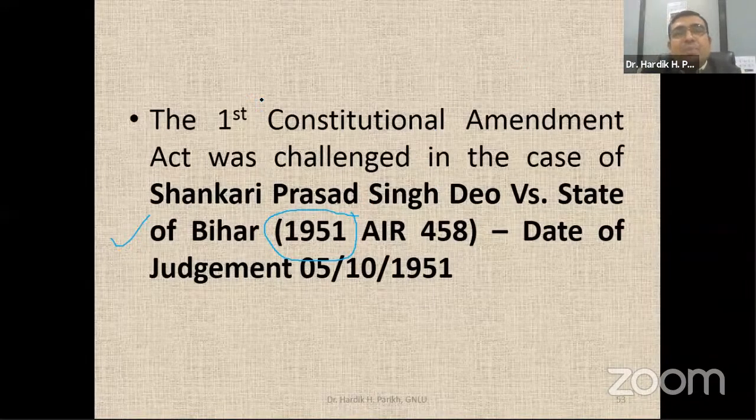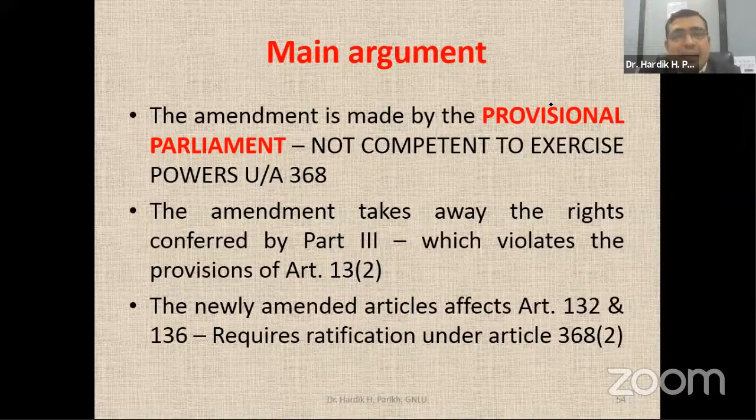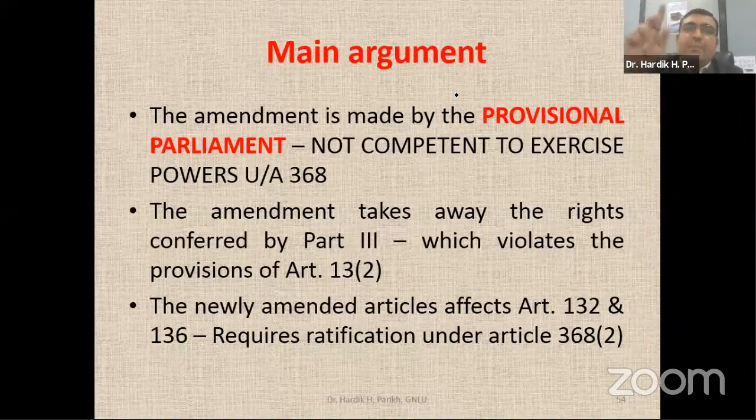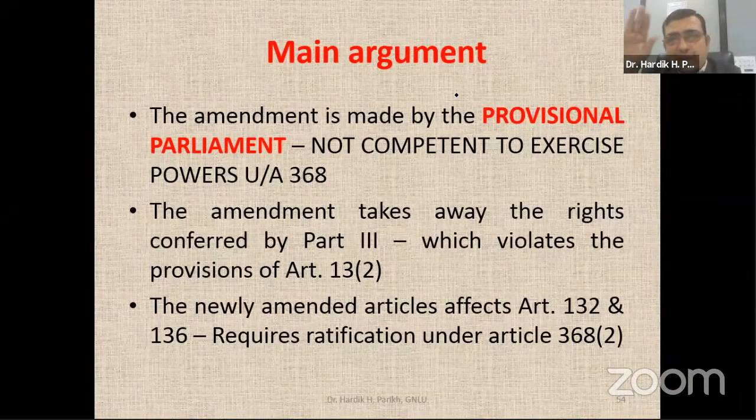So now in this case, the main argument was this, and you must also know that the main argument in the case is that the entire movement of amendment of the constitution is done by the provisional parliament. So what is a provisional parliament? It's an in-charge role, when there is no authority available. Till the time a new parliament is formed after election, with representatives of the people, this body is supposed to work.